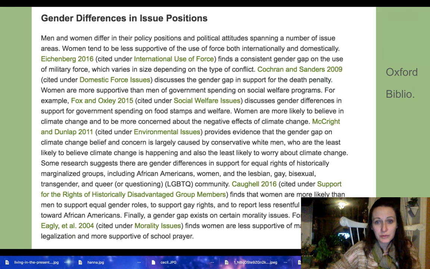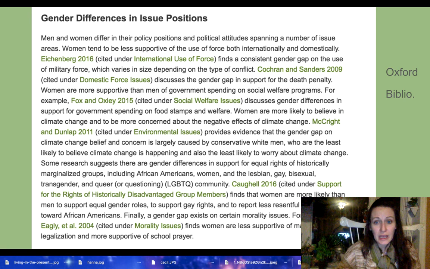So this is from the Oxford Bibliography, and this gives you examples on gender differences in issues. Regardless if someone's a Republican or Democrat or any other party, often their gender is the biggest factor to see how they would lean, right? So here you see some examples. Women tend to be less supportive of the use of force, either internationally or domestically, right? So there's a big consistent group in the use of force. So that's one. There's also a gender gap in the death penalty. Women are more supportive than men of government spending on social welfare programs, right? There's another difference.